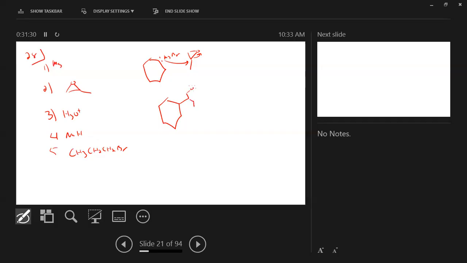And then this is going to form an SN2 reaction here. So bromine, that's a good leaving group. And that's how you get your final product.